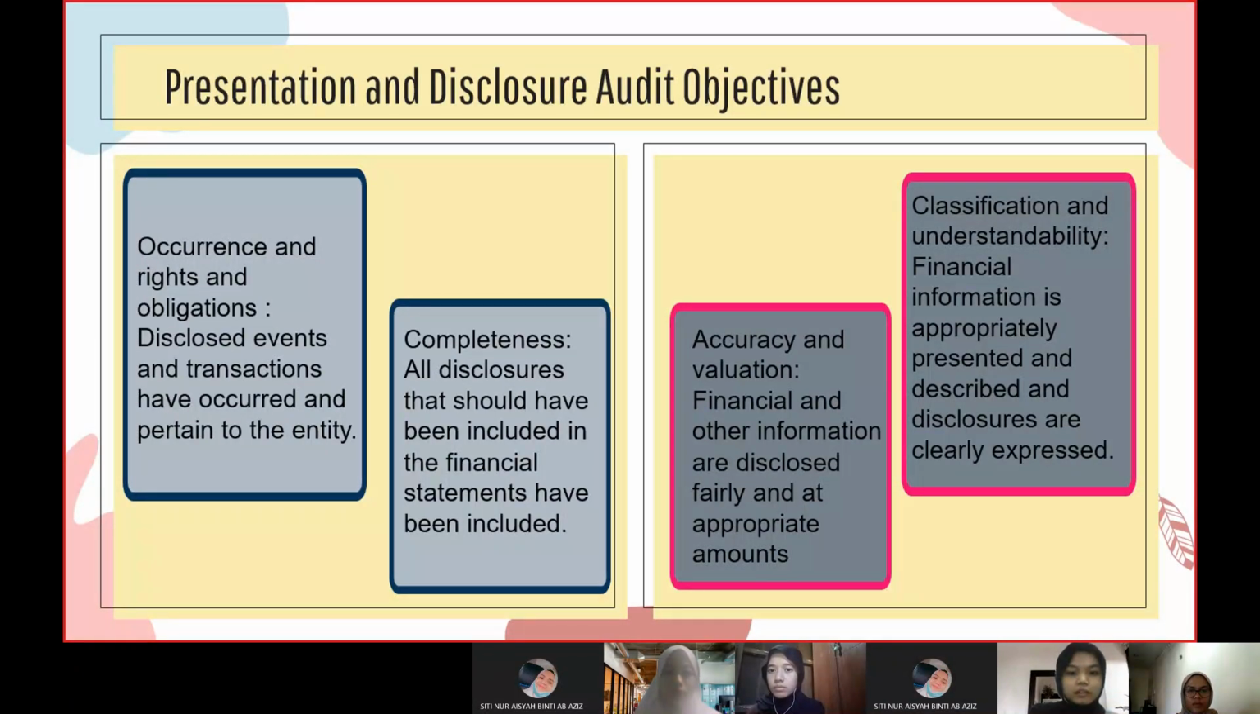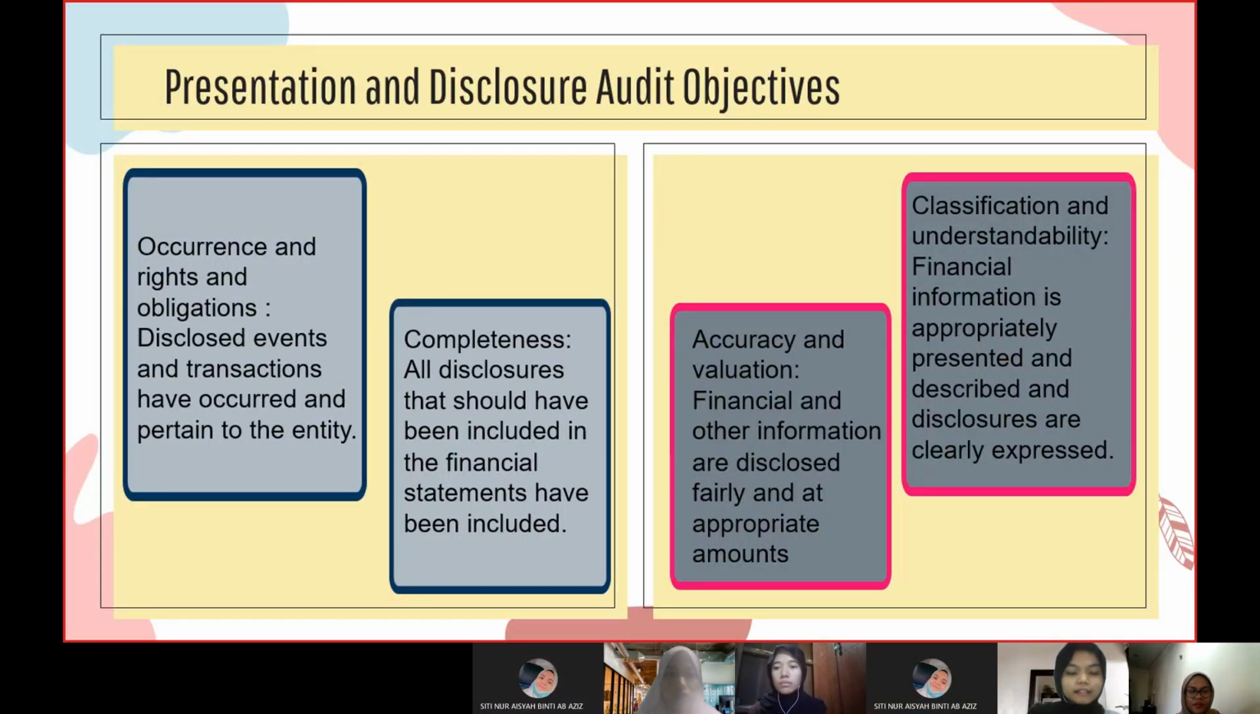Presentation and disclosure audit objectives. Often, procedures for presentation and disclosure related objectives are integrated with the auditor's tests of transaction related and balance related objectives. First we have occurrence and rights and obligations, which is that disclosed events and transactions have occurred and pertain to the entity.